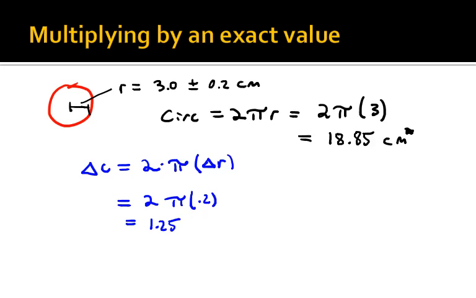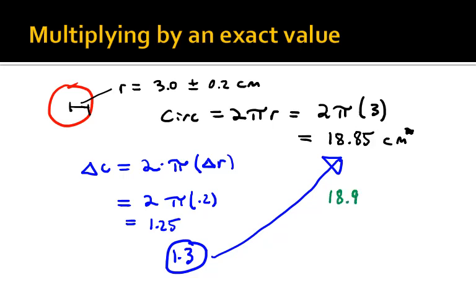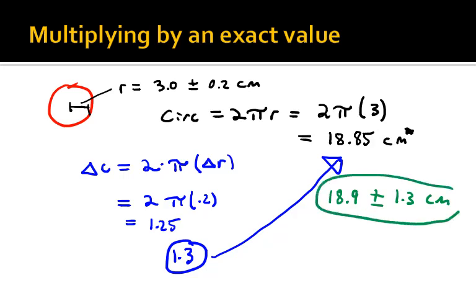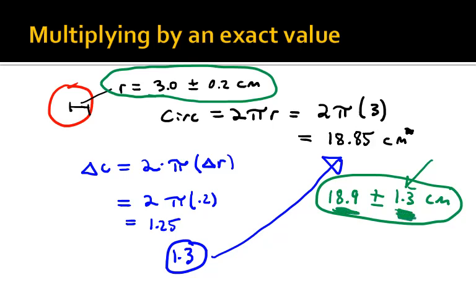Okay, and we'll round to two significant figures here, so 1.3. And so, if we look at that, now we have something a lot more useful: 18.9 plus or minus 1.3 centimeters. So that's helpful because we're uncertain by about 2 centimeters here. Therefore, when we calculate the circumference, we're saying that it's 18.9, but it could be 1.3 higher or 1.3 lower than that based on our uncertainty.